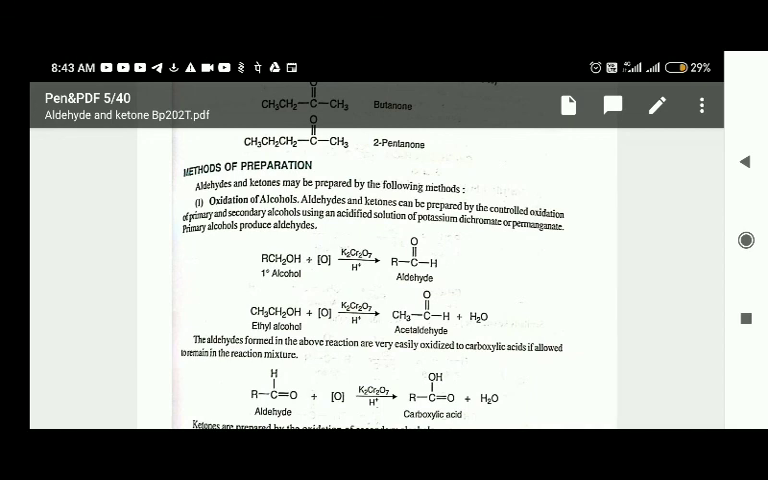So this much for your introduction part of methods of preparation for your ketones and aldehydes. We will see the physical properties and chemical properties, then you will rehearse the MCQs.